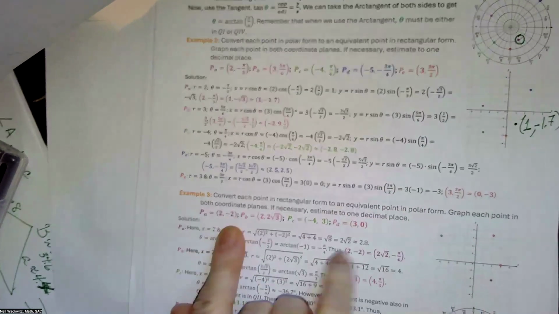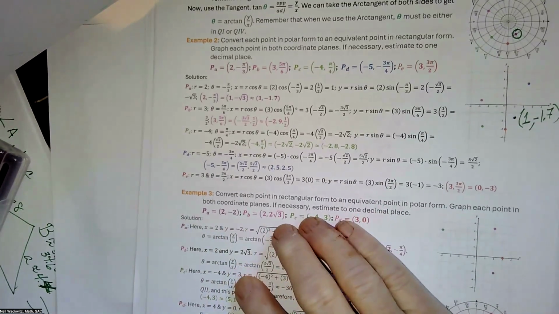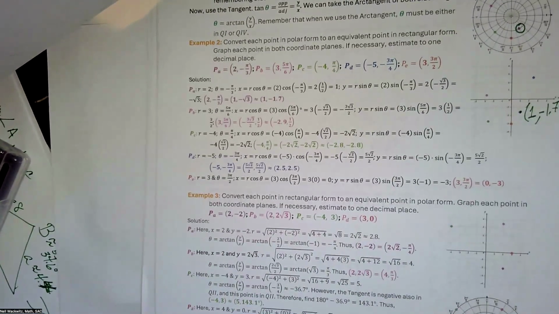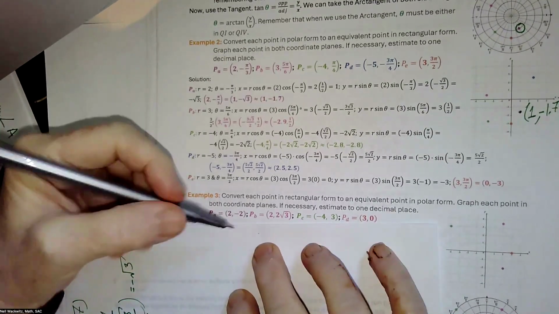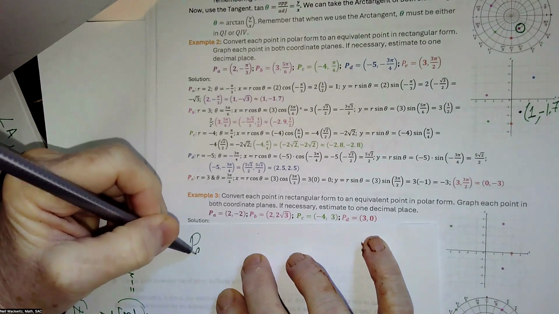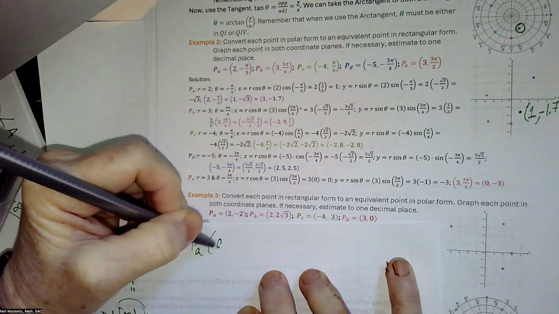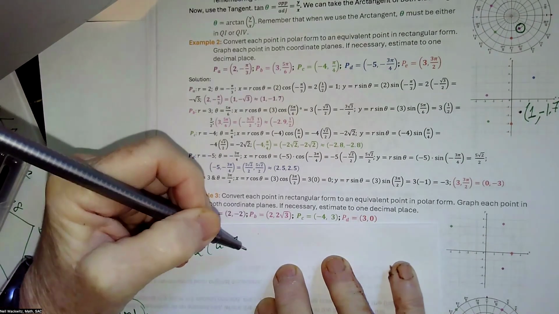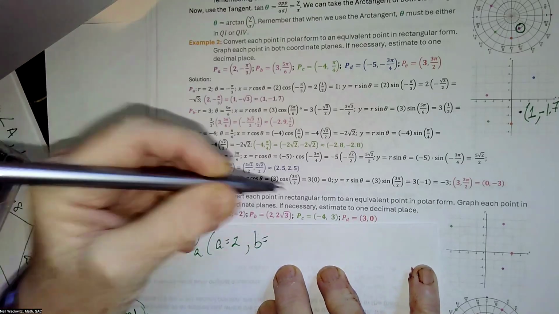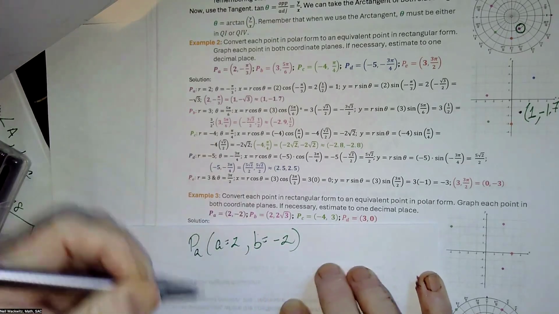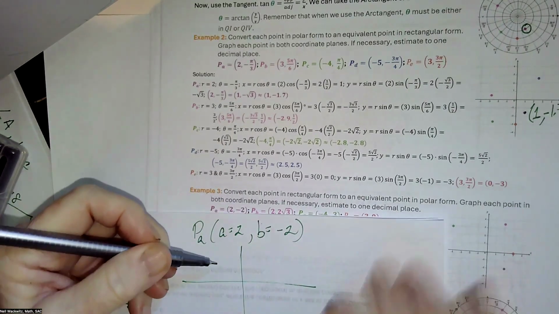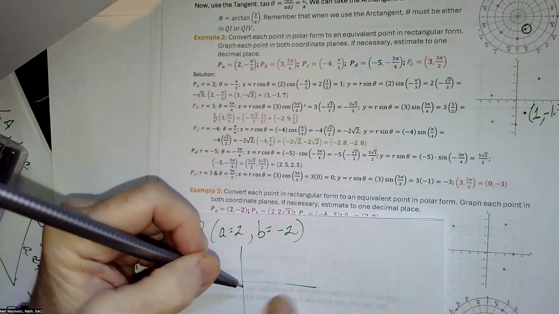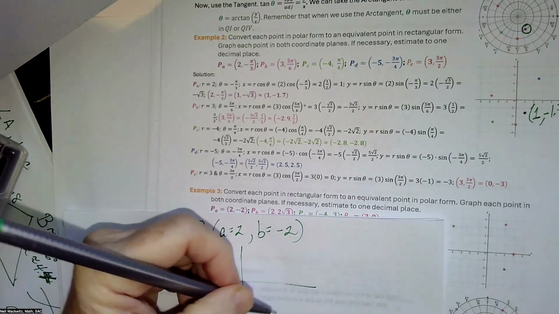And let's do the opposite. Let's start with rectangular coordinates and go toward polar. So here, point A, little a is positive 2, little b is negative 2, and we can draw a triangle. Let's see. If a is positive and b is negative, we're in quadrant 4.